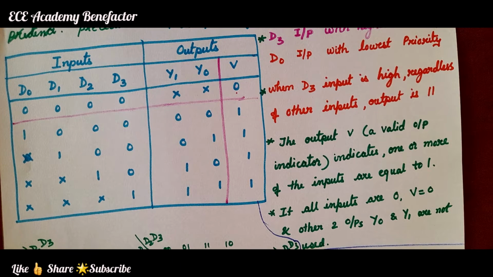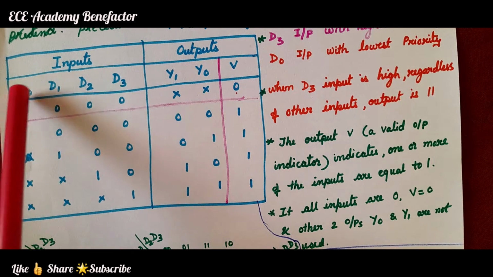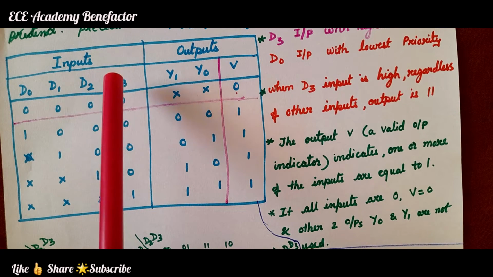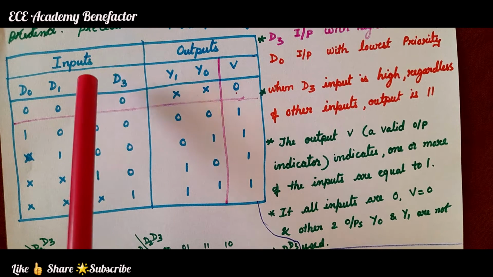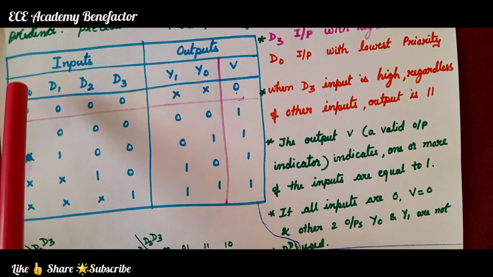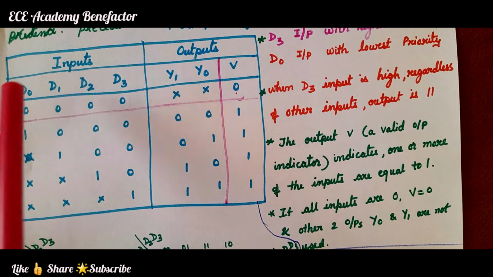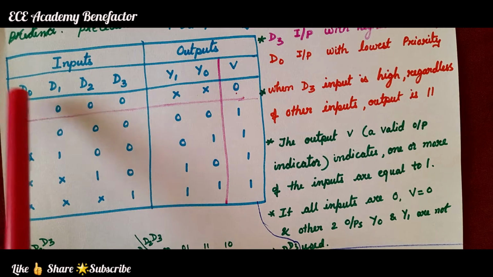Next step, there are 4 bits. D3 is given the highest priority, then D2, then next priority is D1 and the least priority is D0. Highest priority is of D3, lowest priority is of D0.